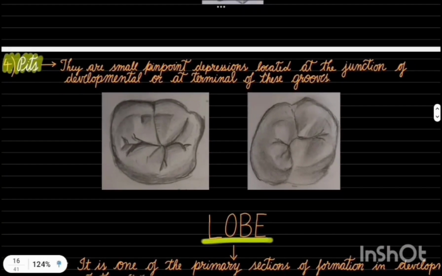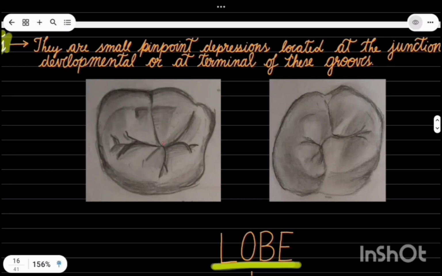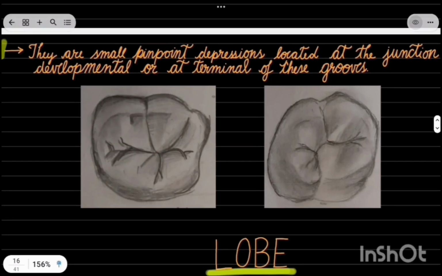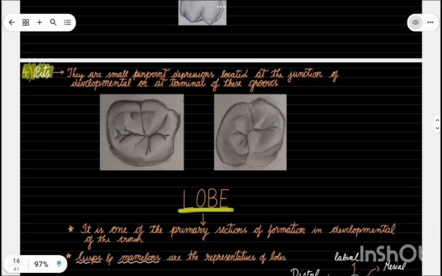Moving on, we have the pits. A pit is a small pinpoint depression. You see over here, a small pinpoint, like the point of a pin. Here we have pinpoint depressions. See over here, these are called pits.